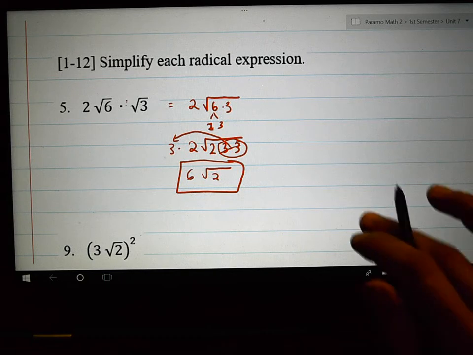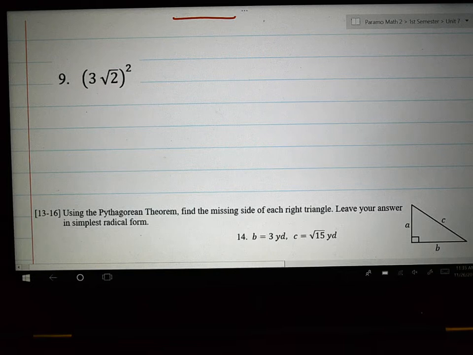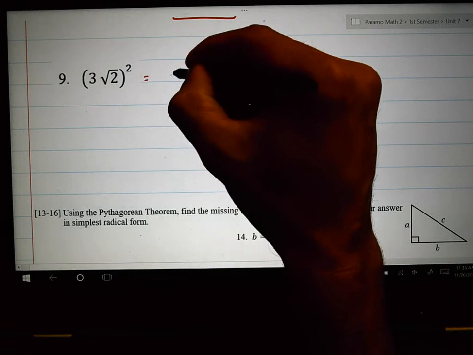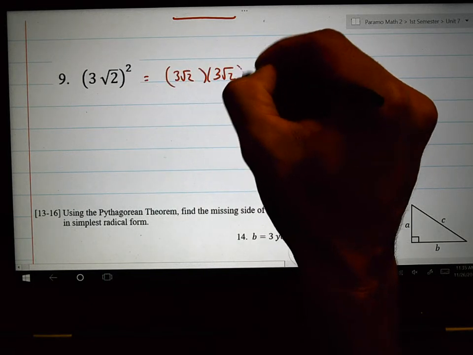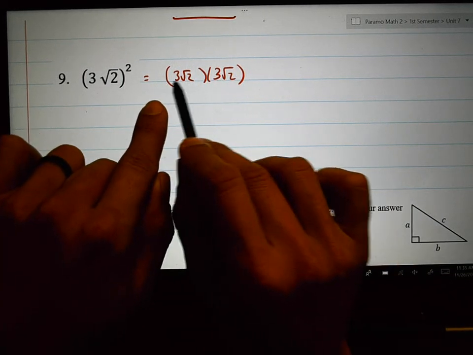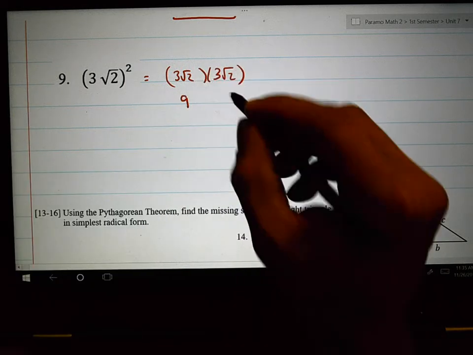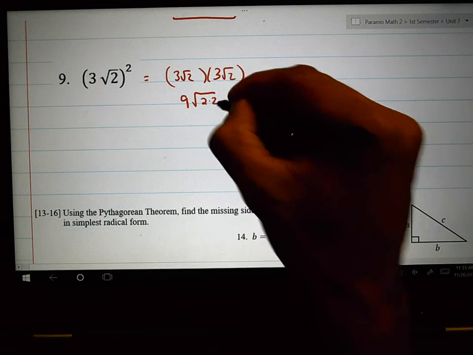We're going to do the same thing for number 9. Number 9 is my next example. It says 3 root 2 quantity squared, which means we have a 3 root 2 multiplied by another 3 root 2. There's 2 of those factors multiplying each other. Outsides are going to multiply outsides. That's the 3 and the 3. Insides are going to multiply by insides.